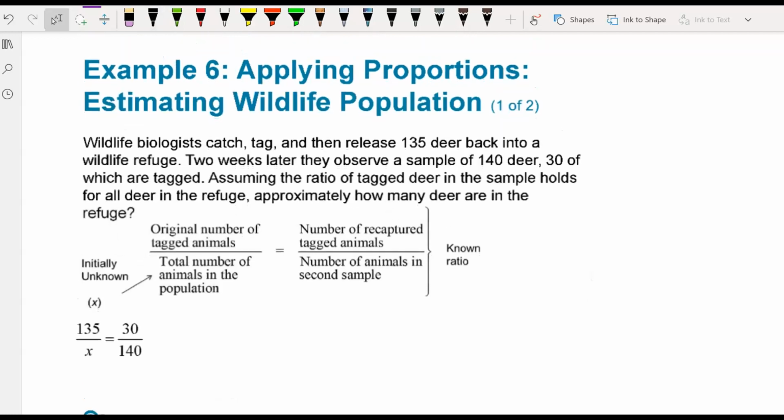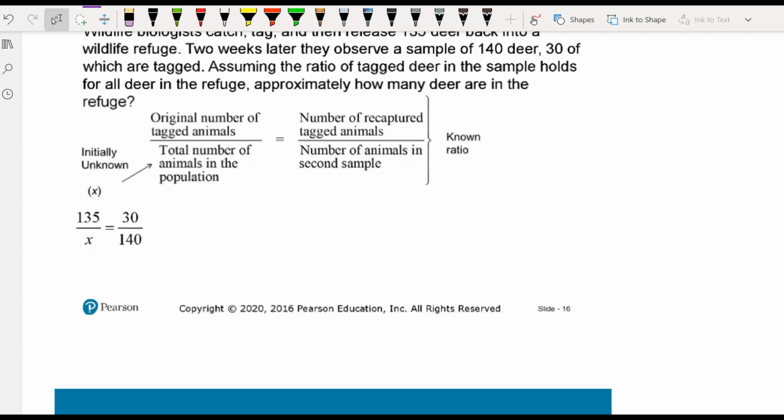All right, so let's look at an example. So wildlife biologists catch, tag, and release 135 deer back into a wildlife refuge. 2 weeks later, they observe a sample of 140 deer, 30 of which are tagged. Assuming the ratio of tagged deer in the sample holds for all deer in the refuge, approximately how many deer are in the refuge? So 135 was the original over the unknown equals 30 recaptured over the animals in the second sample.